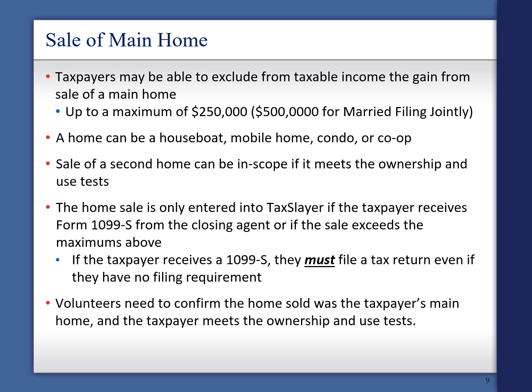You only have to report the sale of a main home if the taxpayer receives a Form 1099-S from the closing agent, or if the gain on the sale exceeds the $500,000/$250,000 profit maximums. If a married couple sells a home for less than $500,000, or the closing agent determines that the gain is below the maximums, they may not issue a 1099-S. In that case, nothing is entered into TaxSlayer. If a 1099-S is received, it must be entered into TaxSlayer. Interview the taxpayer to make sure they meet the ownership and use tests on the next slide.